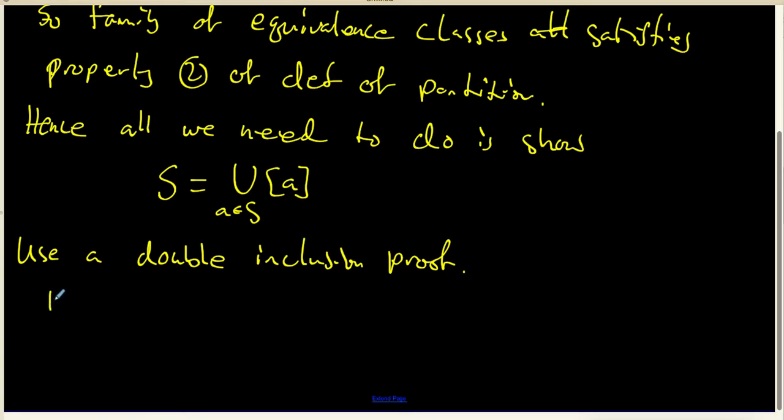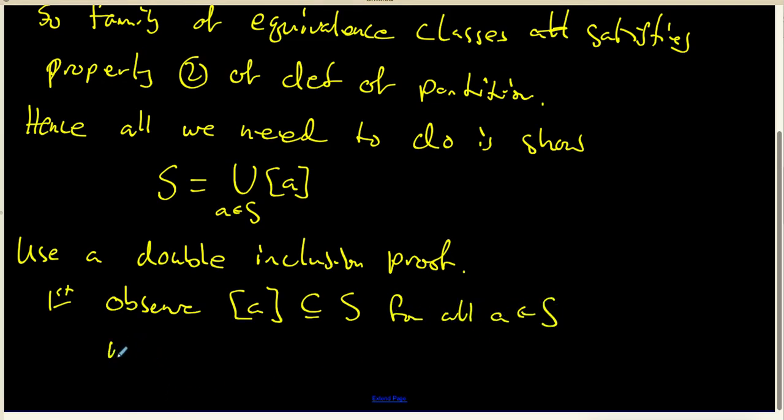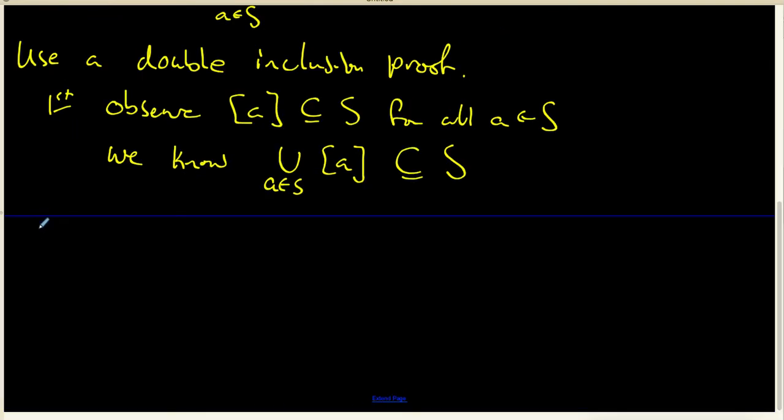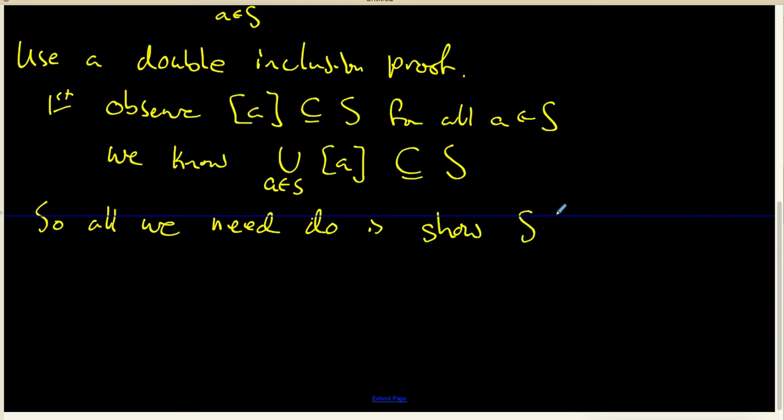The first thing I want to observe is that since each one of these is a subset of S for all of the a's inside S, we know for sure that this union has to be a subset of S. If you union up a bunch of subsets, you can't get outside of the set that they're all subsets of. So now all we have to do is prove that the inclusion goes the other way. All we need do is show that S is a subset of this union.